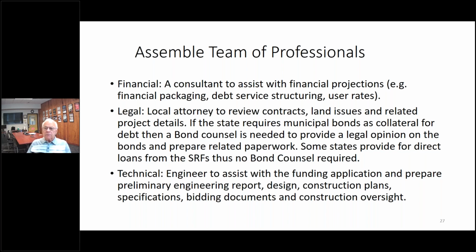Then the technical, you need an engineer to assist with the funding application and prepare that preliminary engineering report, do the project design, prepare the construction plans and specifications, bidding documents, and do the construction oversight.